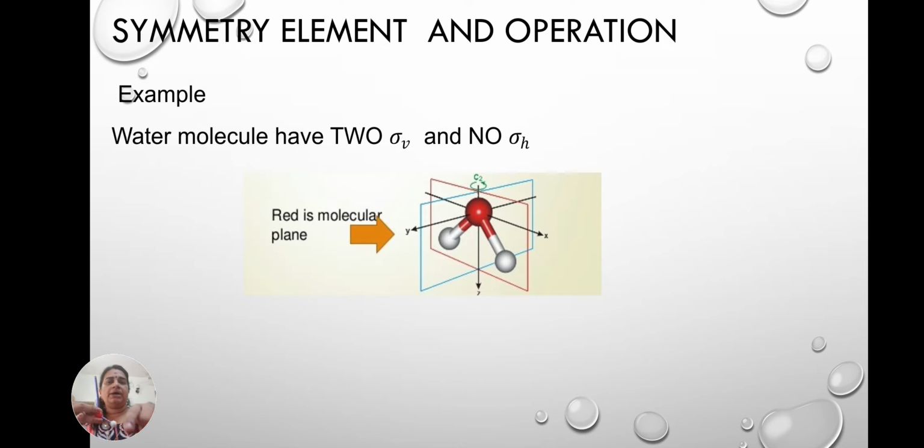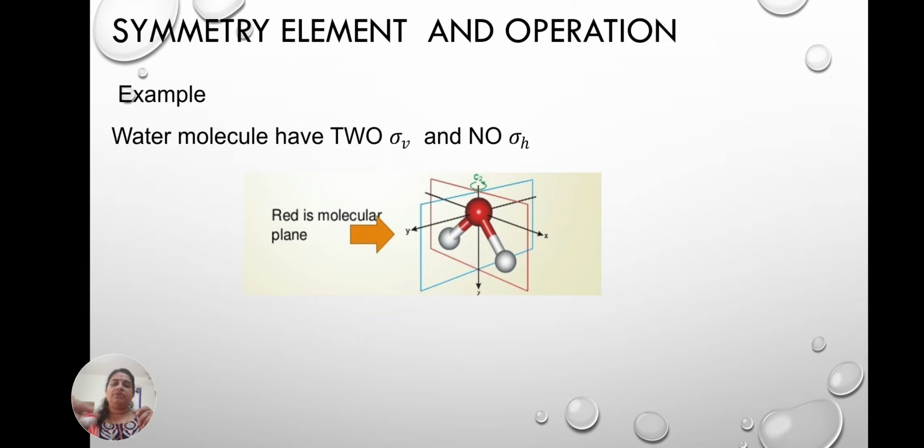It doesn't have a perpendicular plane. So sigma h, the horizontal plane, is absent, but it has two vertical planes. This is one plane, cutting through the hydrogen atom and oxygen atom like cutting an apple. The second one cuts only through the oxygen atom. It is parallel to the axis of rotation. So the water molecule has two sigma v and no sigma h.